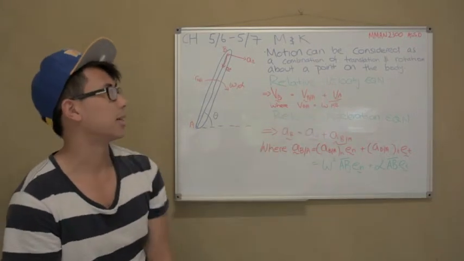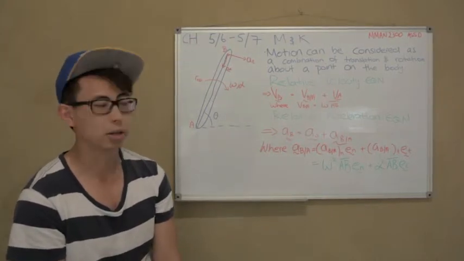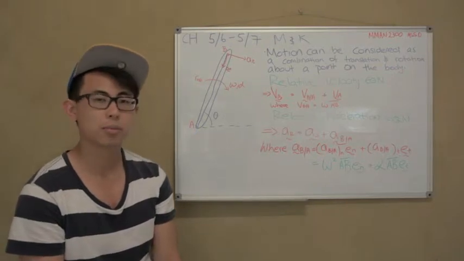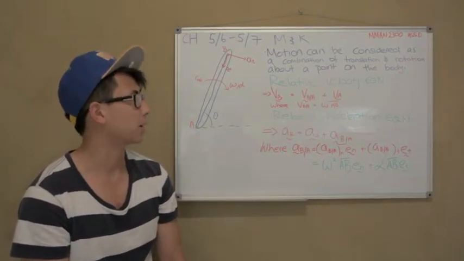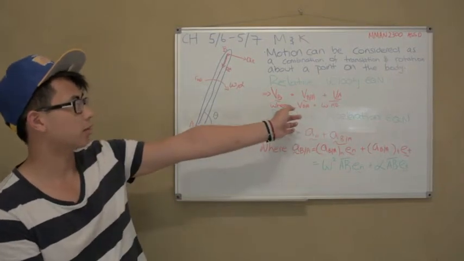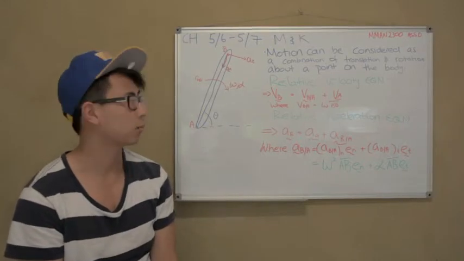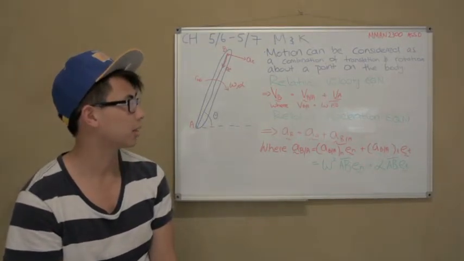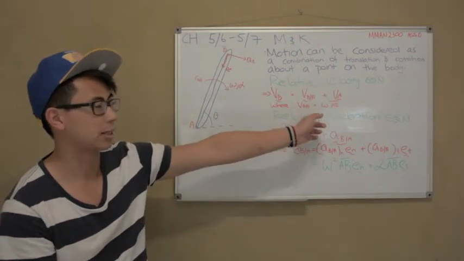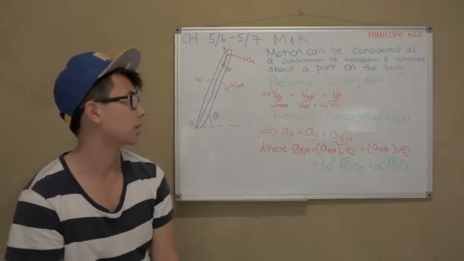Motion can be considered as a combination of both translational and rotation about a point on the body. From our studies of kinematics, we know that the relative velocity equation is: the velocity of point B is equal to the velocity of point B relative to A plus the velocity of A, where V_B with respect to A is equal to omega times the length of AB.